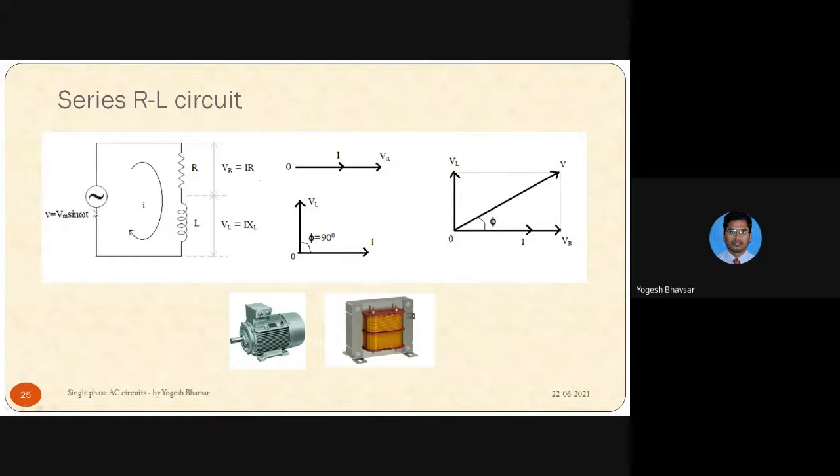Then total voltage V is equal to VR plus VL. Not the arithmetic addition. Here it will be a vector addition. In AC circuits, we have vector addition. Now, we have the phasor diagrams for it.